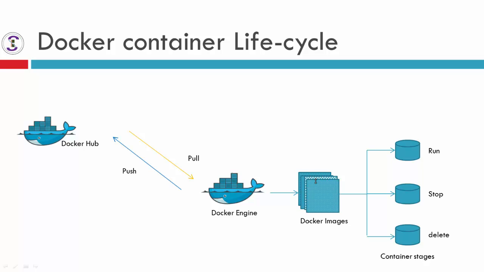Whatever write operations you have performed in the container can be committed. After committing, you can push them onto the Docker Hub, where, with a certain identity, they will be available and can be pulled by any of your teammates, who can perform other operations like testing. After you have used the container, you can stop it, and later, after usage, you can delete it. Those are the container stages.